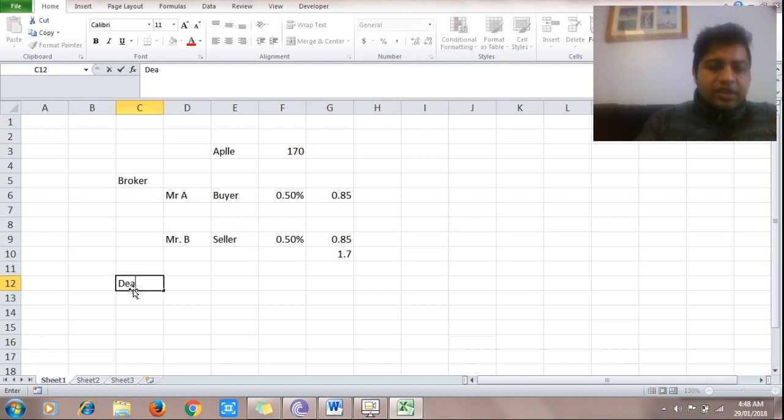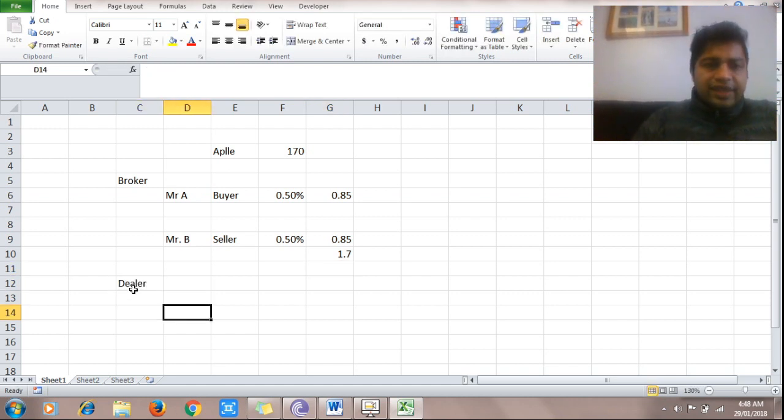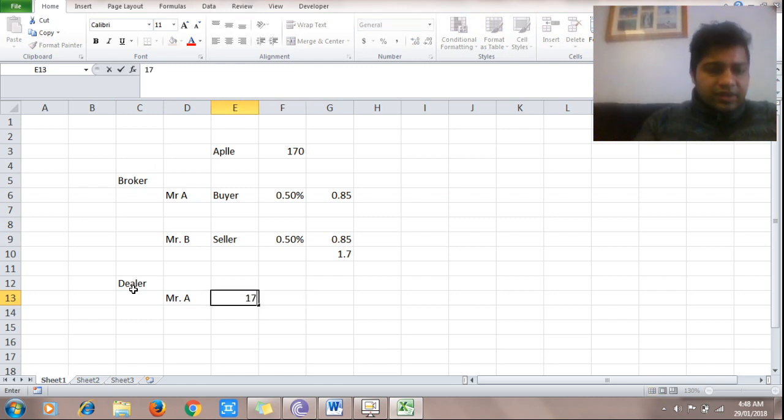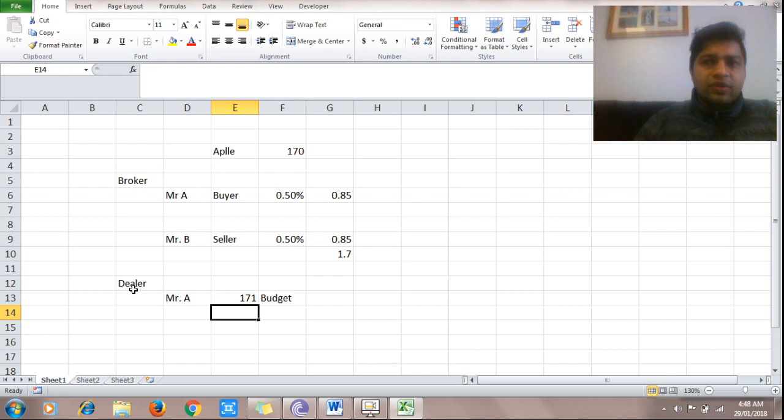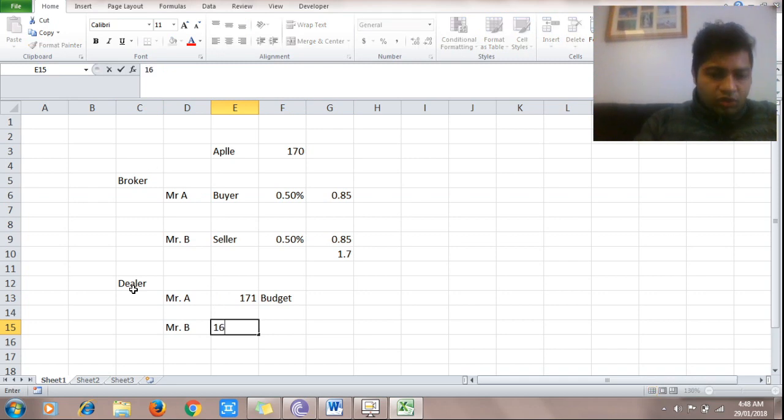How will a dealer work? Let's say Mr. A is a buyer, and $171 is his budget. He is willing to buy it at $171, and Mr. B is willing to sell it at $169. So it is his MRP on the stock.